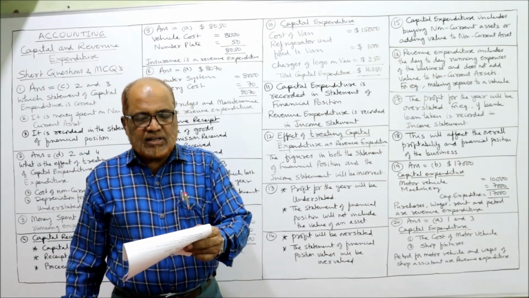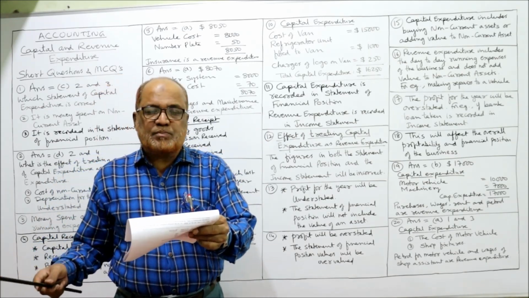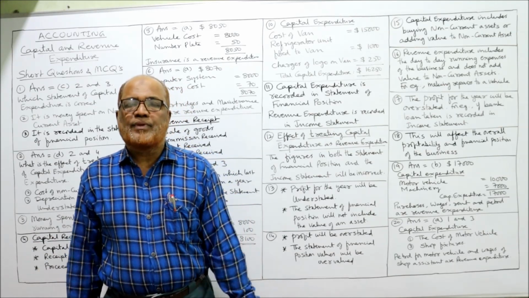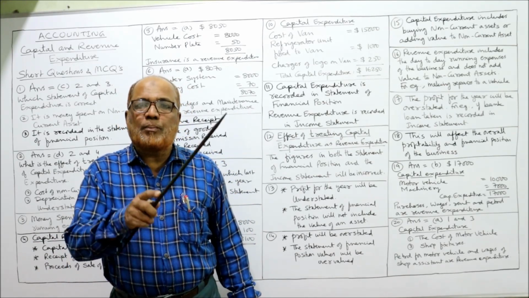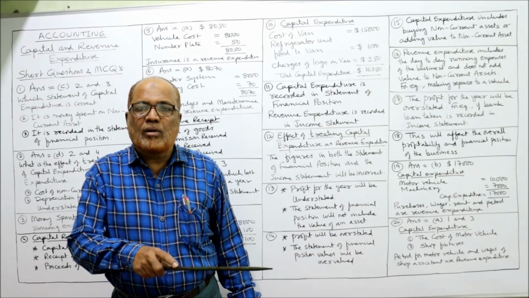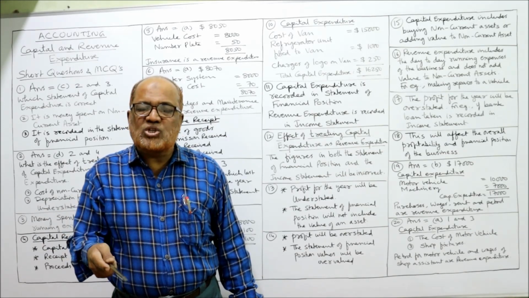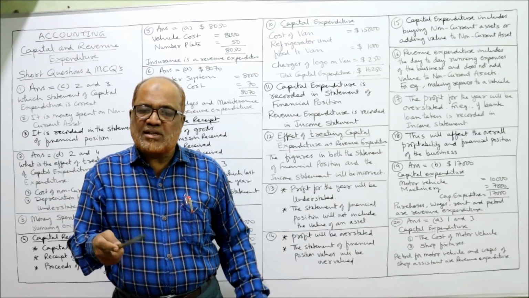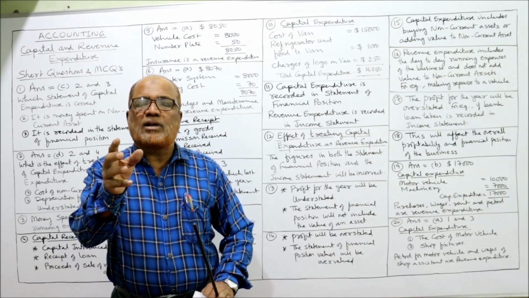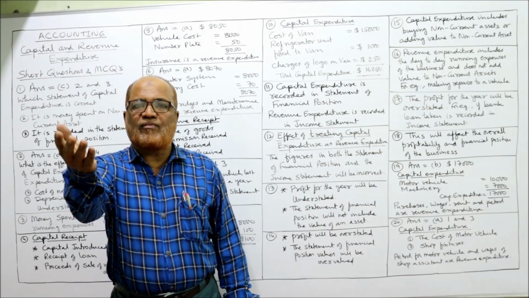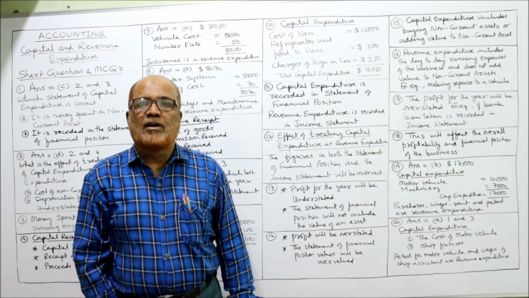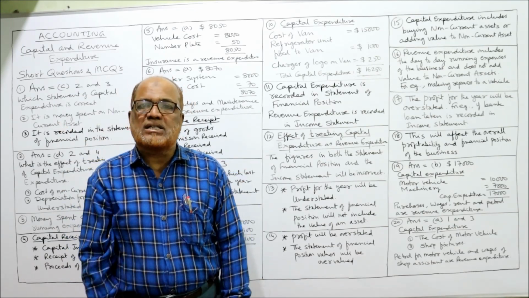Next one. What is the effect of treating capital expenditure as revenue expenditure? If you treat a capital expenditure as revenue expenditure, the profit will come down. Example, purchase of furniture. Purchase of furniture is a capital expenditure, but the accountant has wrongly taken it in the income statement. The profit will be understated.